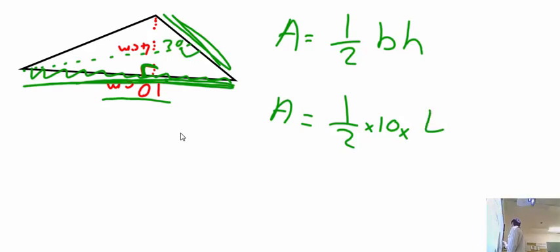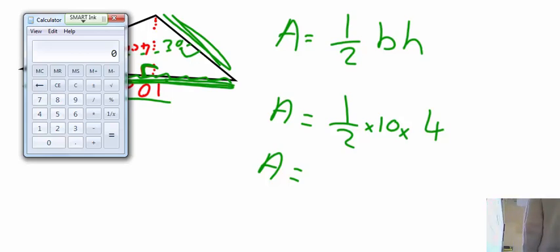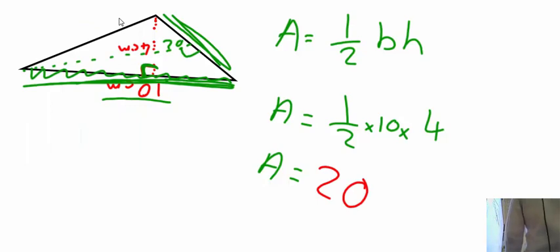Let's use our calculator once again. This is how I like to do it. Watch this as well. 1, I'm not going to divide yet. Times 10 times 4 equals 40. Divide that by 2, you're going to get 20. And now I am done. Am I? No. What am I missing this time? Centimeter square.